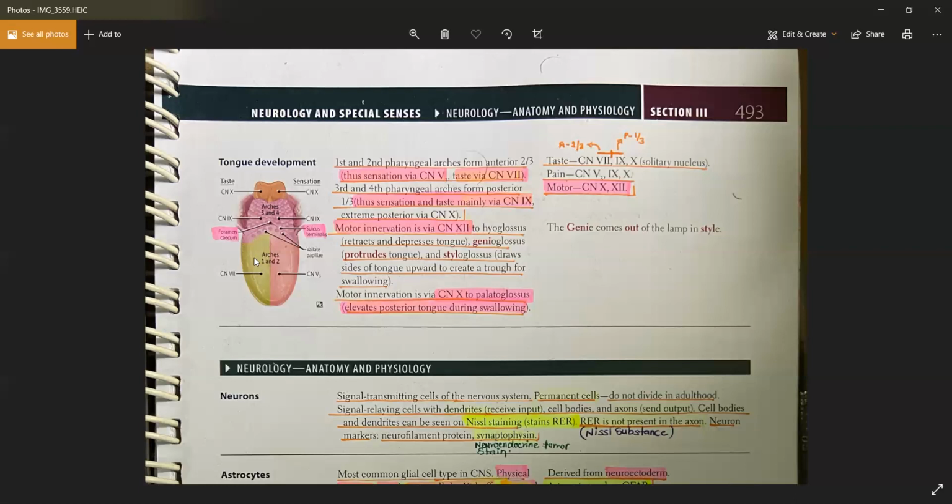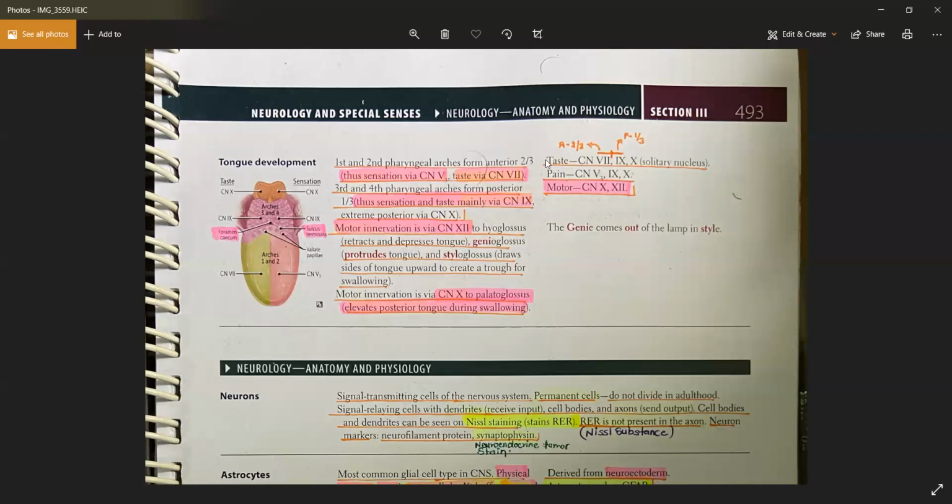So for the anterior 2/3, the pain and temperature is supplied by the trigeminal nerve, and the taste is supplied by the facial nerve. For the posterior 1/3, the taste, pain, and temperature are supplied by cranial nerve 9, and similarly the pain, temperature, as well as taste in a very small posterior part of the tongue is supplied by the 10th cranial nerve.